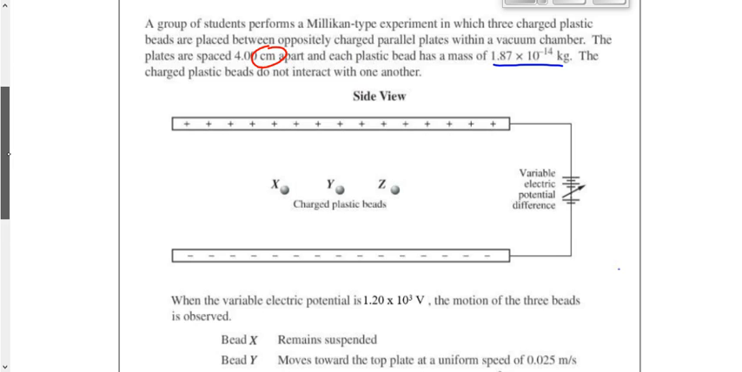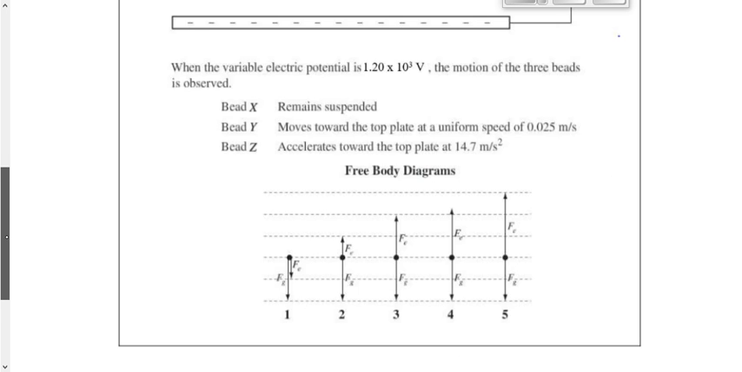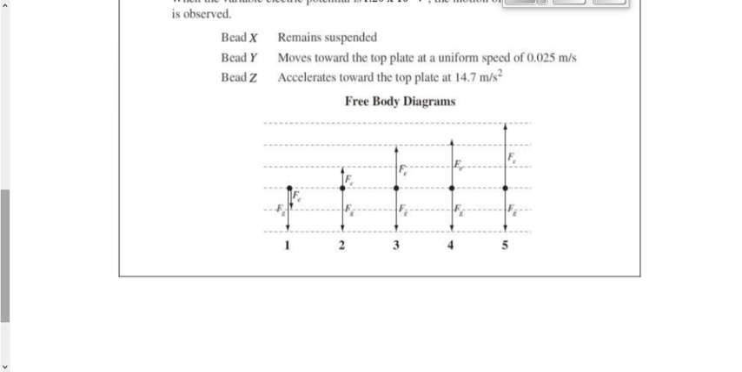Three plastic beads in there. We get X, Y, and Z, and then it tells us that bead X remains suspended. Bead Y moves toward the top plate at a uniform, or what's another word for uniform speed? Constant speed. Doesn't matter what the speed is, constant speed is a constant speed. And Z accelerates toward the top plate at 14.7 meters per second squared. We see some free body diagrams here, and then we want to identify which free body diagram goes with each bead.